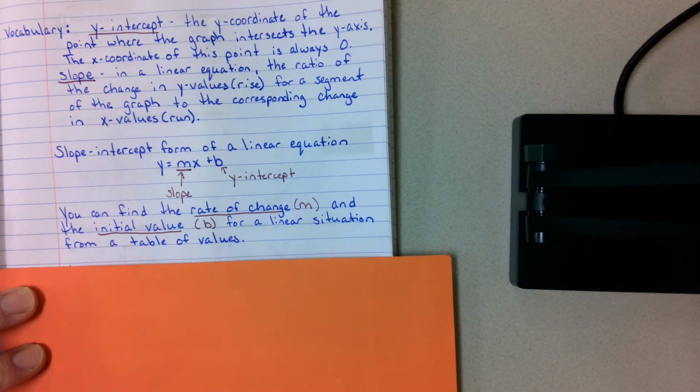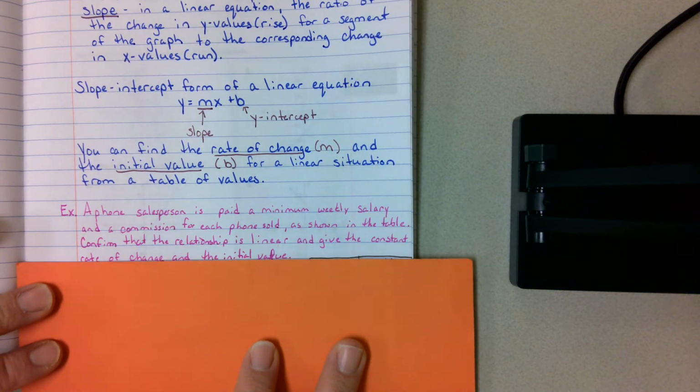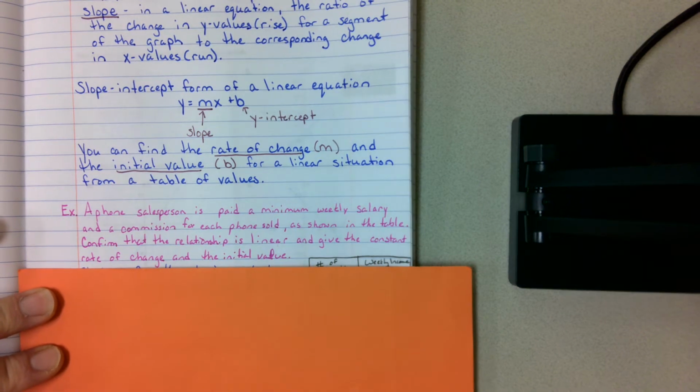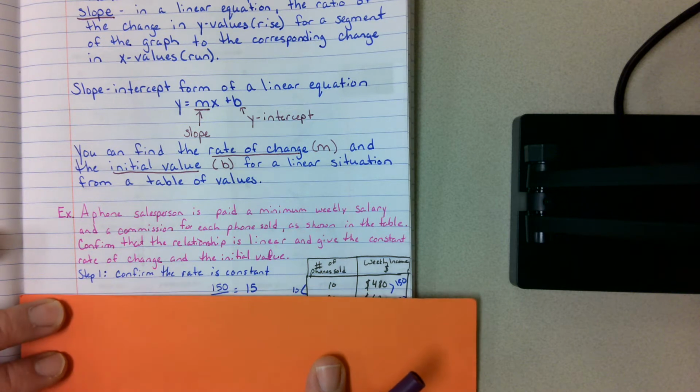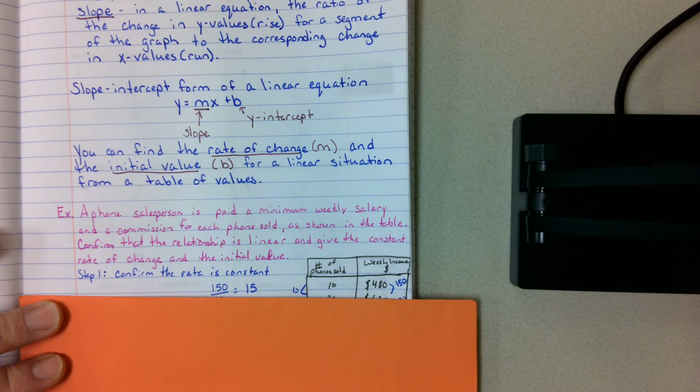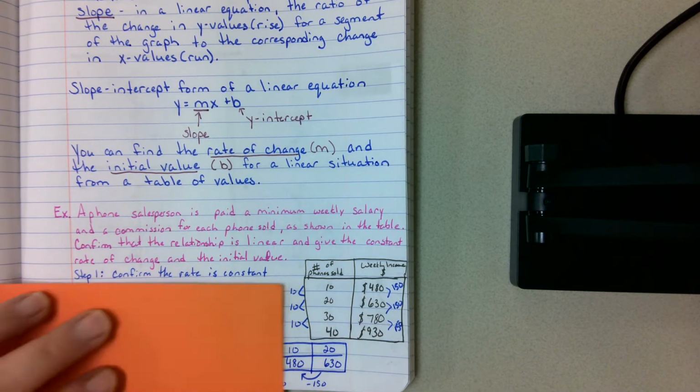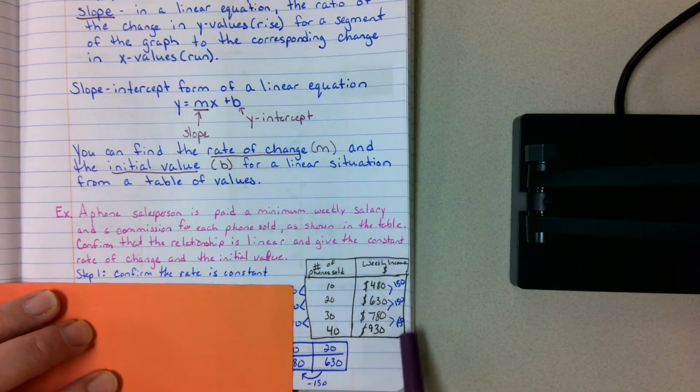So you can find the rate of change, your m, and the initial value, or your y-intercept, the b, for a linear situation from a table of values. My example here is, a phone salesperson is paid a minimum weekly salary and a commission for each phone sold, as shown in the table. Confirm the relationship is linear and give the constant rate of change and the initial value. So here is my table of values.